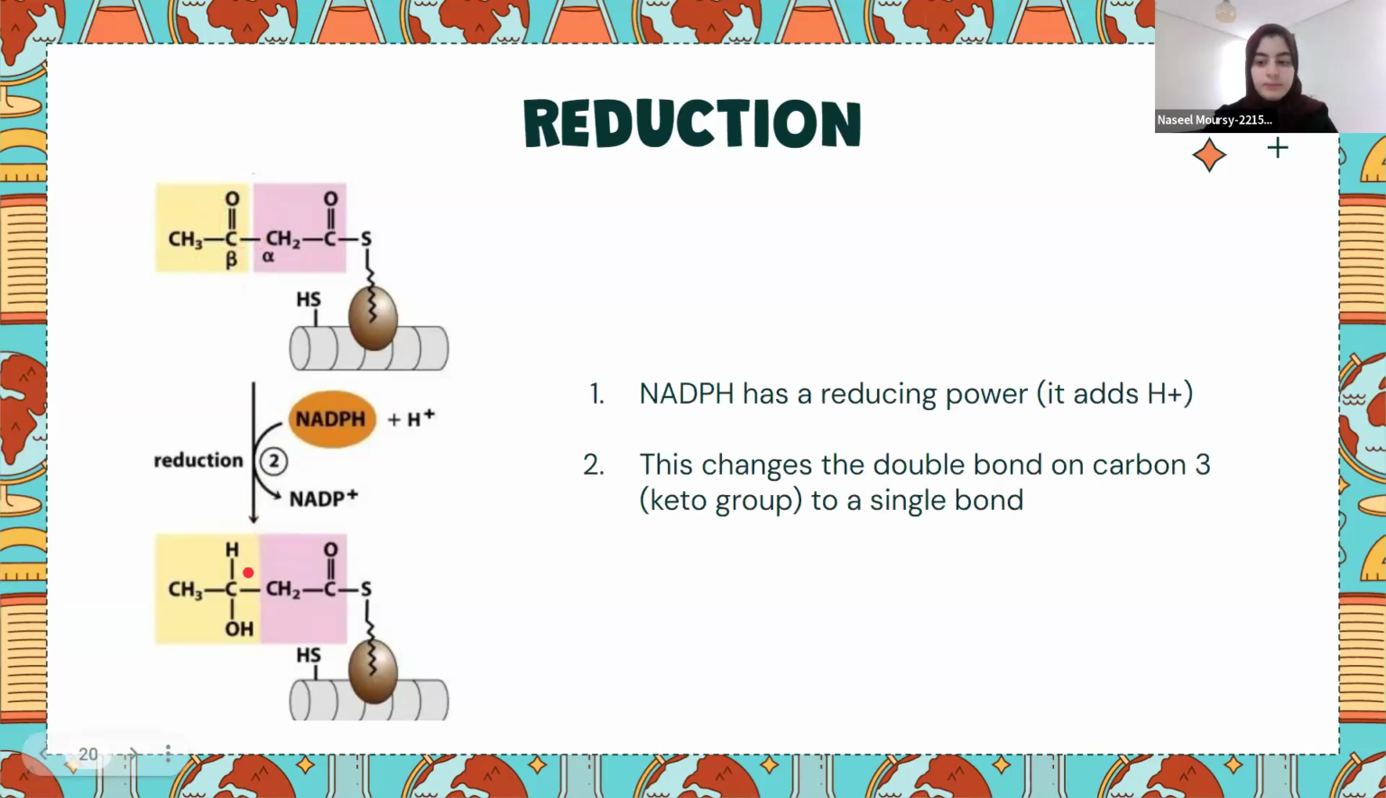NADPH has a reducing power, meaning it adds H+, and this changes the double bond on carbon number 3, which is the keto group, to a single bond. However, again, fatty acids are very picky. We do not want to keep this hydroxyl group. So what do we do? We have to remove it. How do we remove it? So we said condensation, reduction, then dehydration.